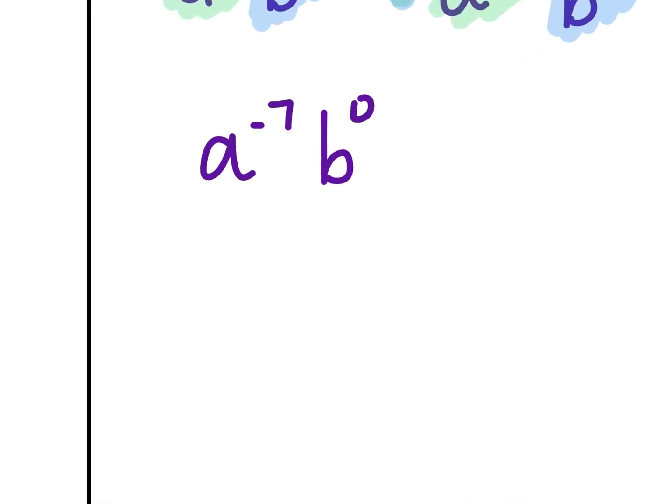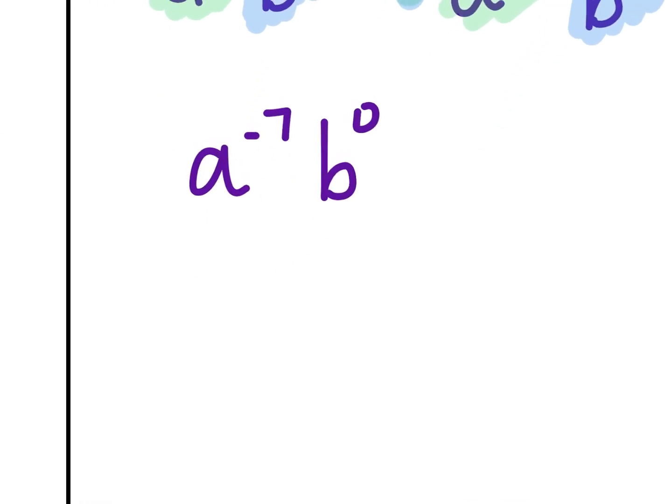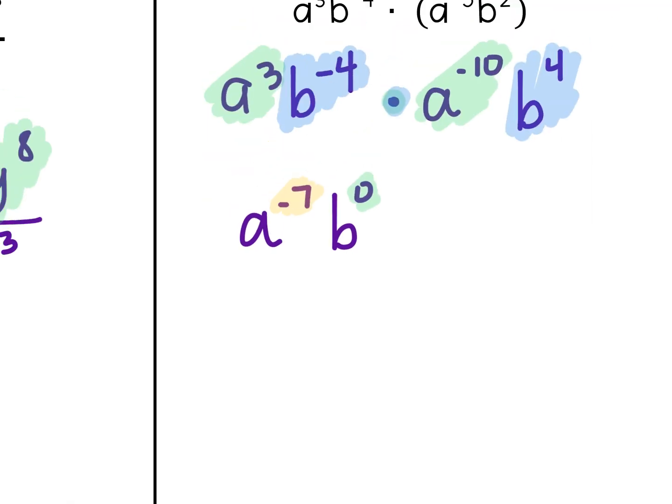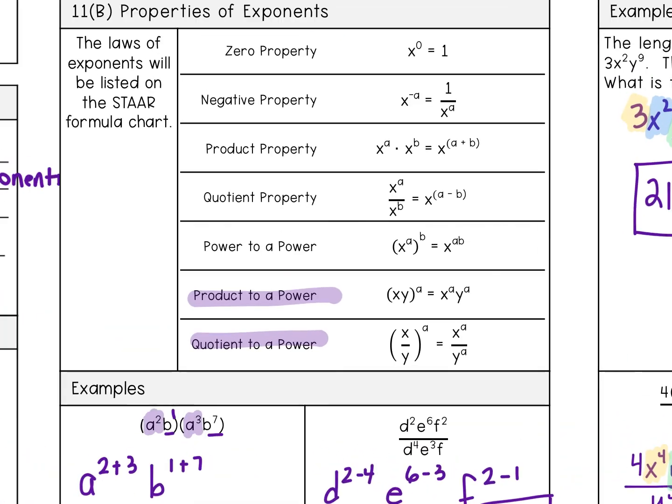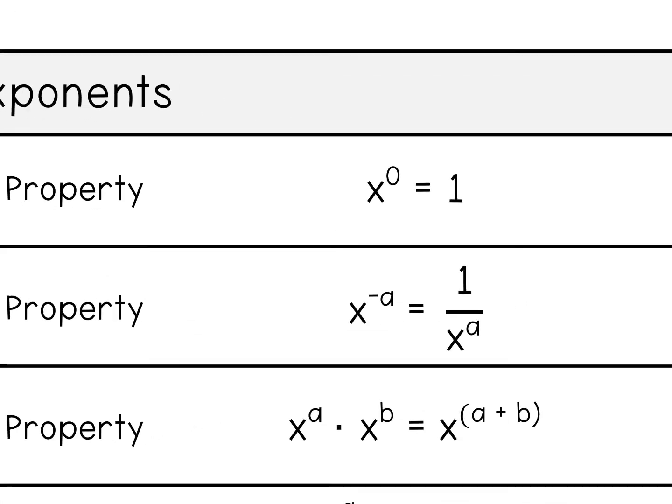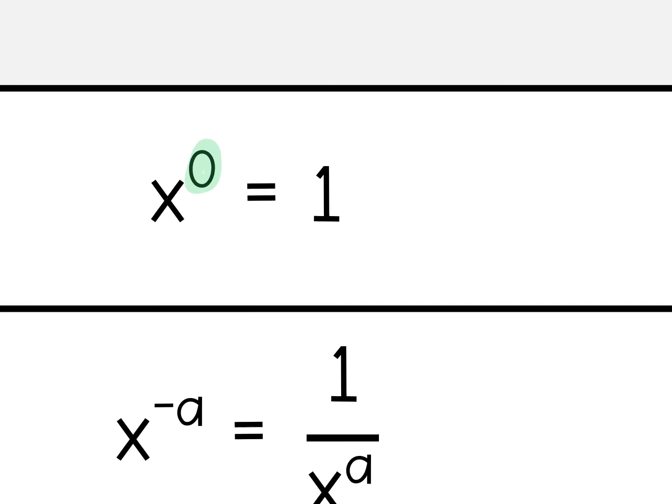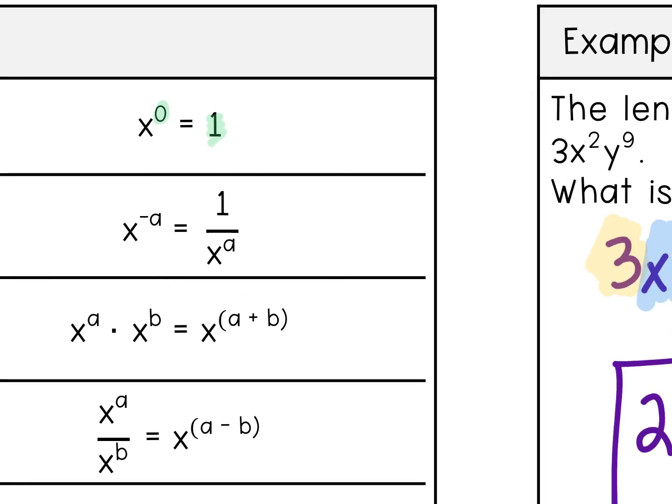So let's take a look at our answer. First of all, we have a negative exponent, so we're going to have to fix that. And second of all, we have something that's to the 0 power. So I'm going to go back to our rules up here for a second. It's the very first one at the top. Anything to the 0 power is going to give you 1.